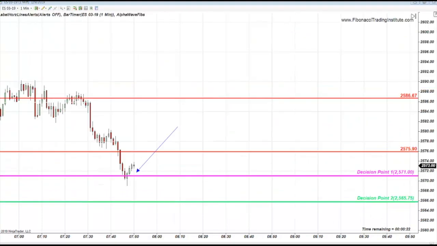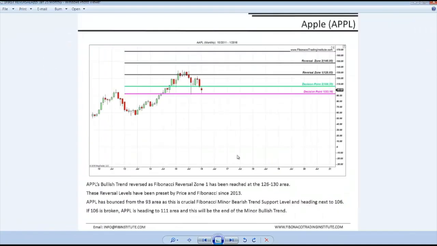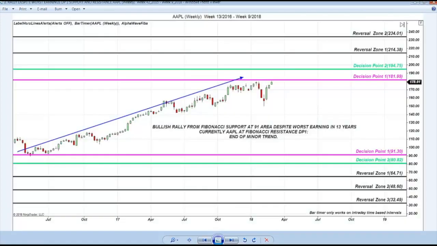However, this is the exact same level that was present on Apple in 2016. Do you remember Apple at 93? I posted multiple videos, on LinkedIn, on YouTube. What happened with Apple at 93? In 2015, Apple comes out with the worst earnings in 13 years. Does it mean anything? Of course it does not, just like good news on oil does not mean a thing. Fibonacci means everything. This is what Apple does despite the worst news.